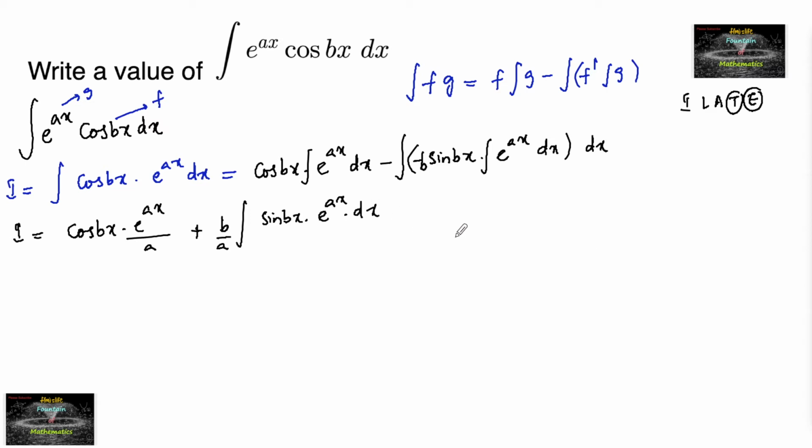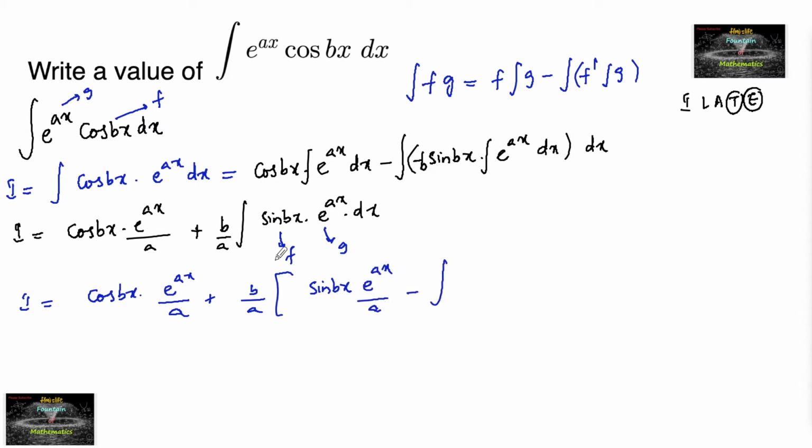dx. So again by using by parts, the integration of e to the power of ax into sin bx, say this is the function g and this is the function f, so we can also write I is equal to cos bx into e to the power of ax upon a plus b upon a, so sin bx into, so let's do directly the integration of e to the power of ax, we can write e to the power of ax upon a, minus the integration of the differentiation of sin bx, we can write cos bx into b, and again the integration of e to the power of ax is e to the power of ax upon a dx.